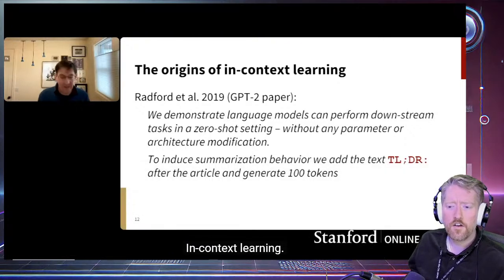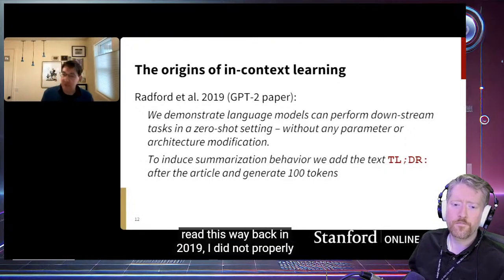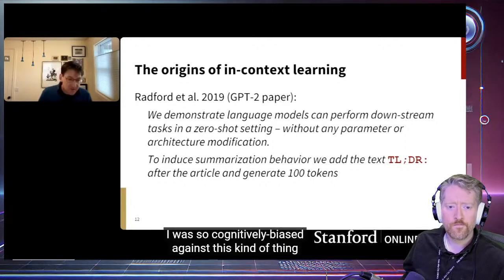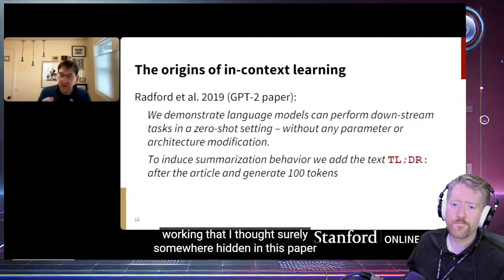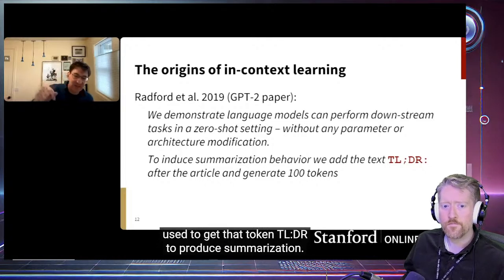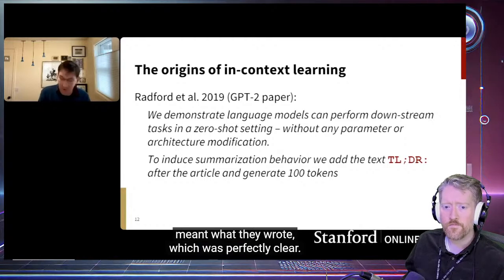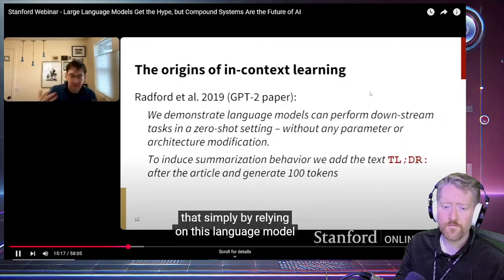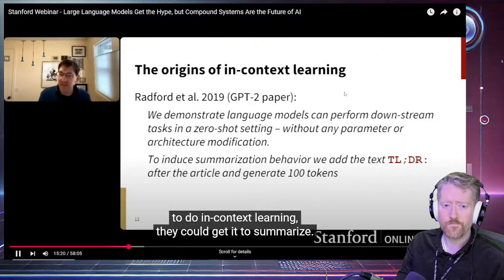In-context learning. I want to confide in you all that when I first read this way back in 2019, I did not properly understand what it was saying. I was so cognitively biased against this kind of thing working that I thought surely somewhere hidden in this paper is a description of some fine-tuning method that they used to get that token TLDR to produce summarizations. But now I see, of course, that they really meant what they wrote, which was perfectly clear. I was just not primed to really understand it. That simply by relying on this language model to do in-context learning, they could get it to summarize.